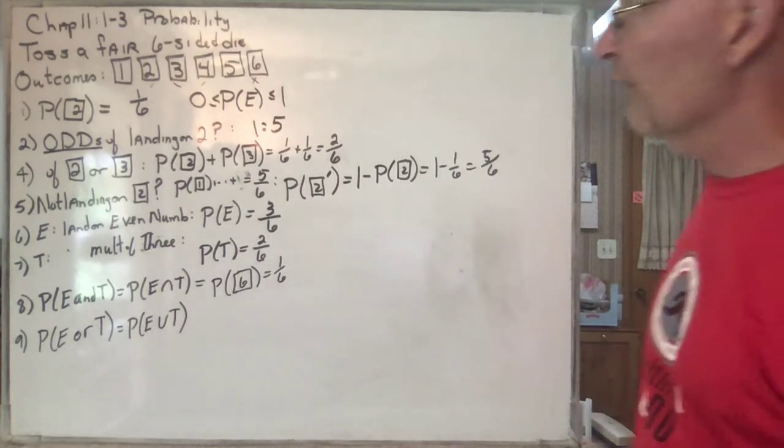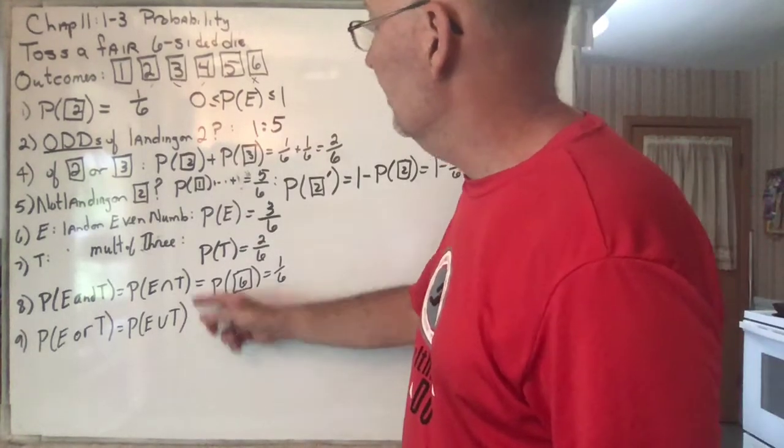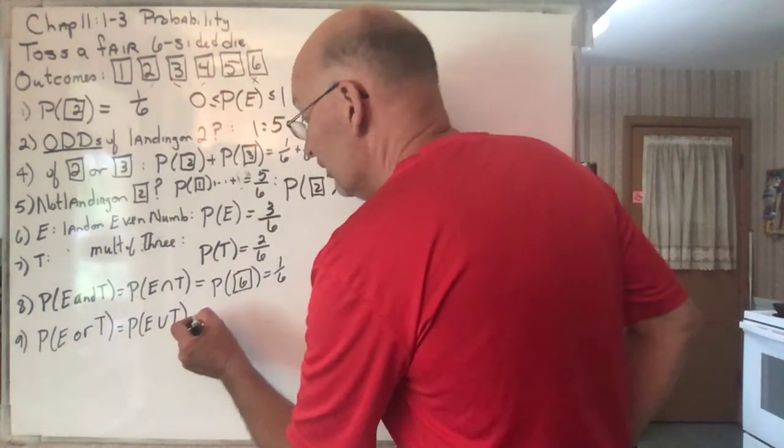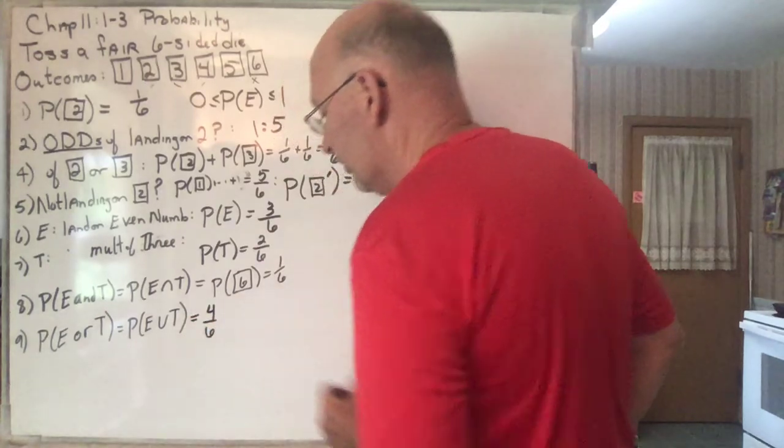And so what are the choices there? All it has to be in is one or the other. So you have 1, 2, 3, 4. So the answer is 4 out of 6.